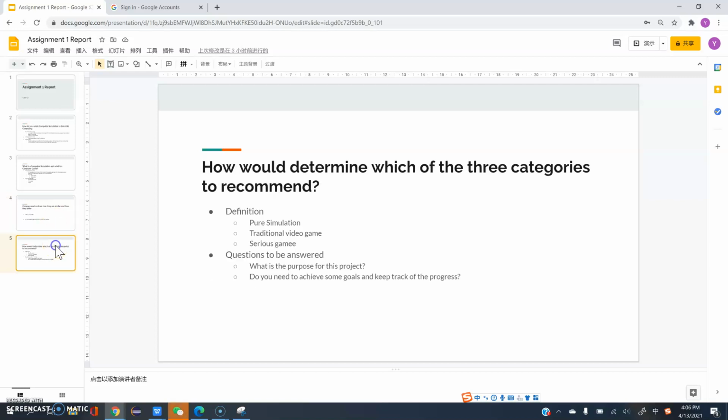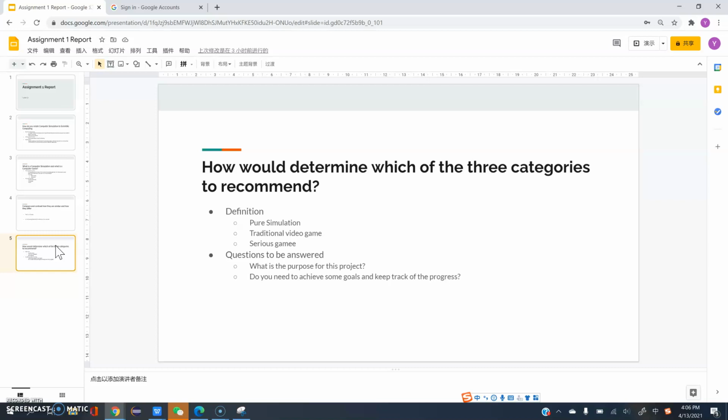How would I determine which of the three categories to recommend? Let's think of a scenario. Suppose a peer comes to you for advice on their final project. They tell you the topic but are not sure about the approach, and ask for your advice on whether they should implement it as a pure simulation, a traditional video game, or a serious game.